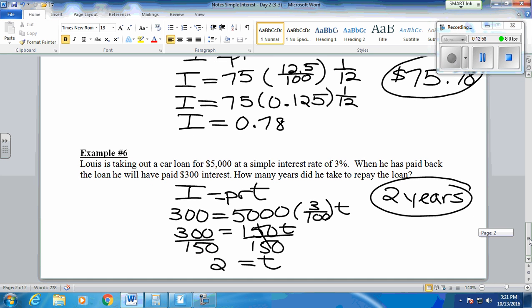And for example number 6, I am looking at that he has paid $300 in interest. His car loan was $5,000. The simple interest rate was 3/100. I go through and I end up getting that it will take him 2 years to pay the loan back.